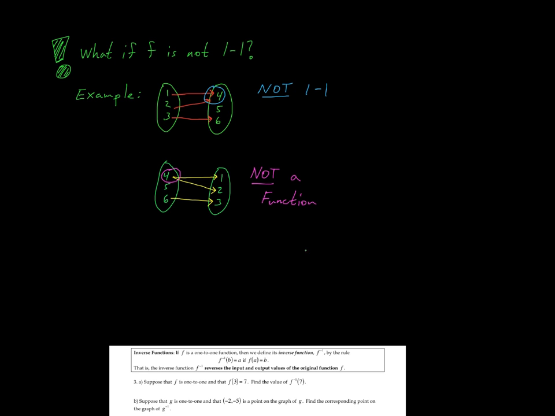So if we want this reversal of input and output values to result in a relation that's a function, then if your original function's not 1 to 1, you're going to have issues in trying to do that, right? Because that relation you wind up getting will not be a function. So this is why we insist that the function f here in the definition of inverse function has to be 1 to 1.